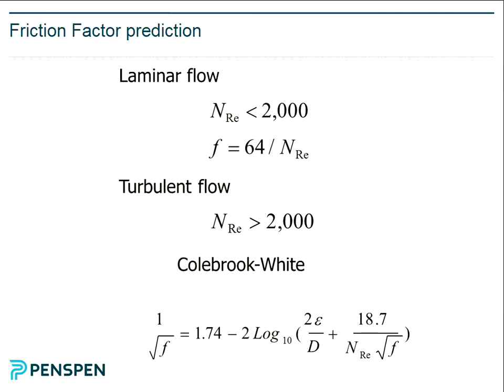So these are low Reynolds numbers down here. You remember for low Reynolds numbers, the friction factor is 64 divided by the Reynolds number. So that's what that line is. That's the 64 divided by the Reynolds number line for laminar flow, basically.